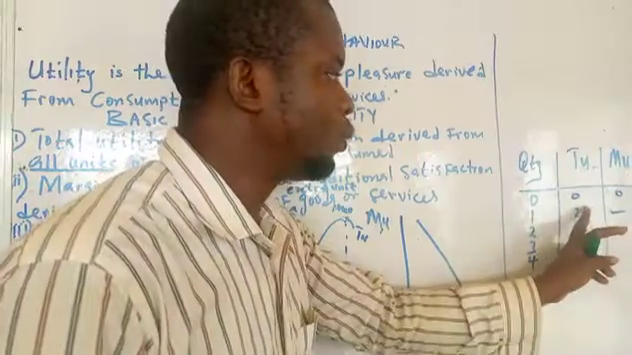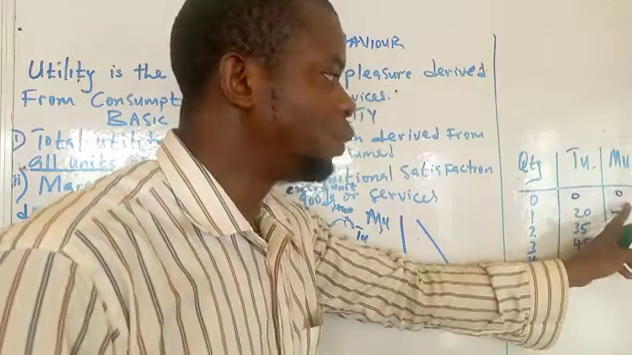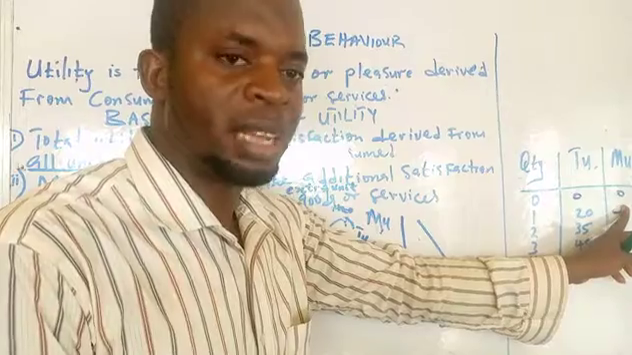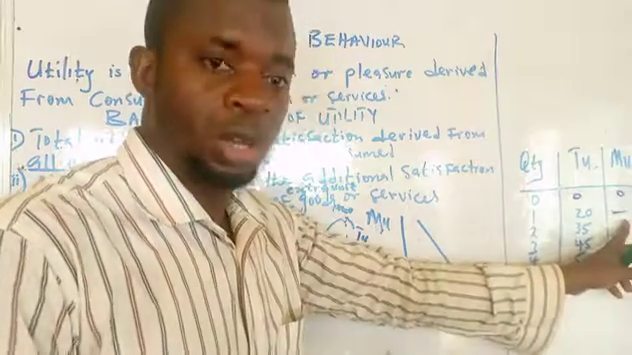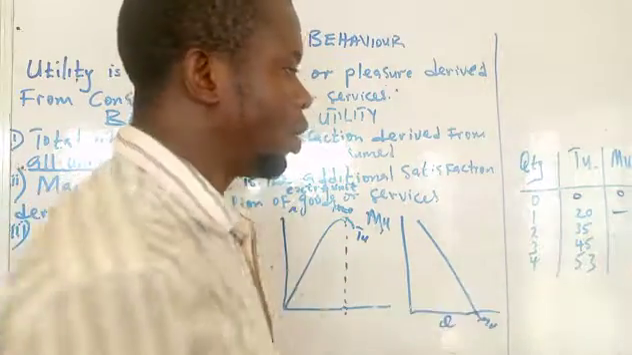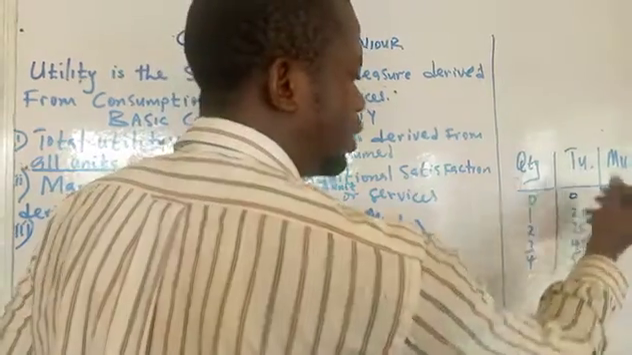So if you have 20 utility here and you have 20 here, you can know where your examiner falls. And if you have a dash here, you can know where your examiner or textbook falls. Okay.